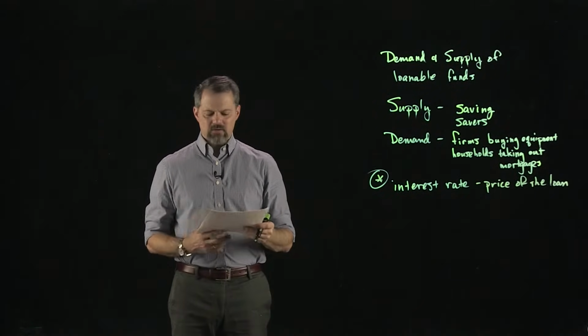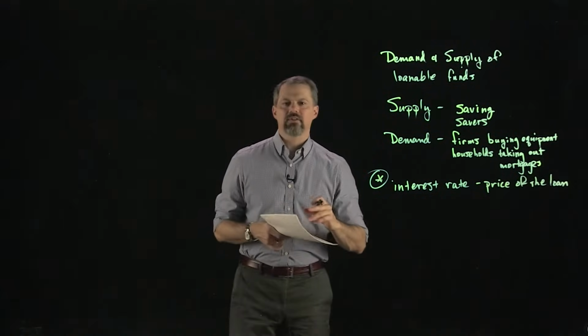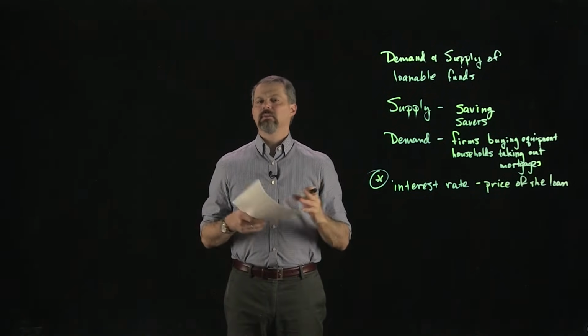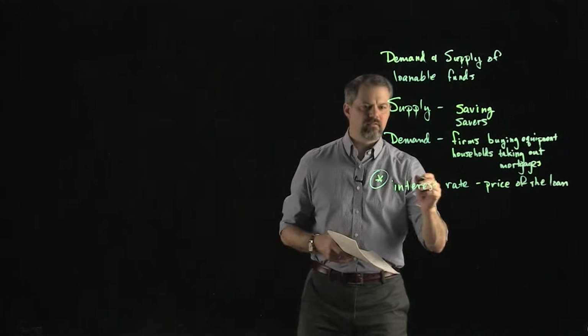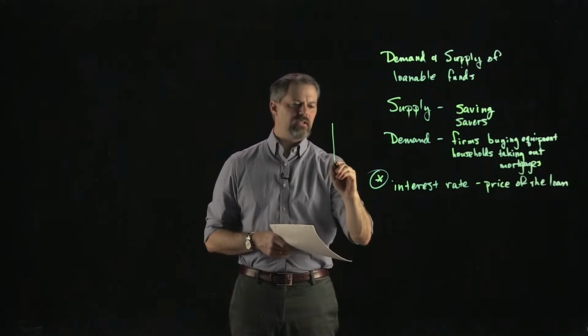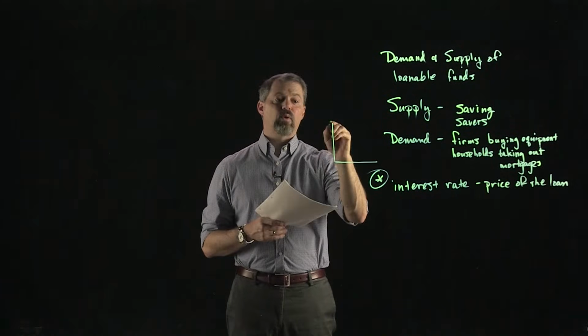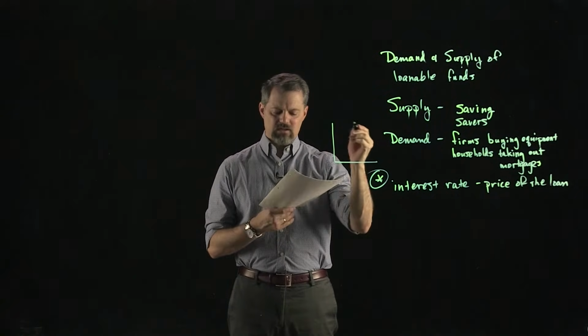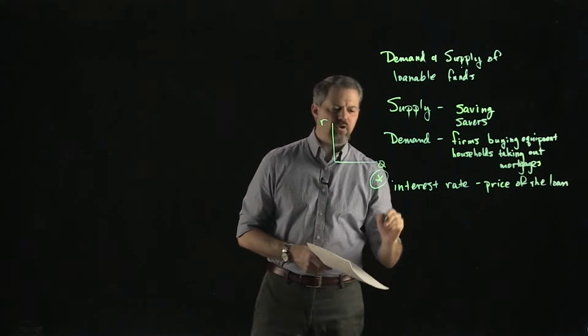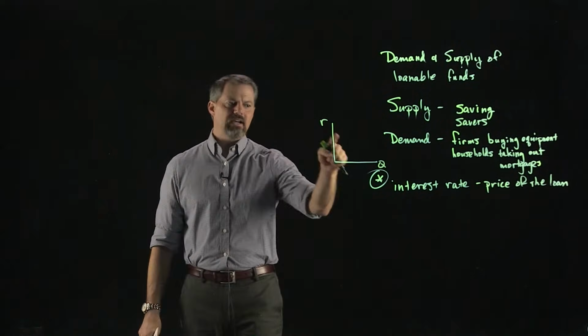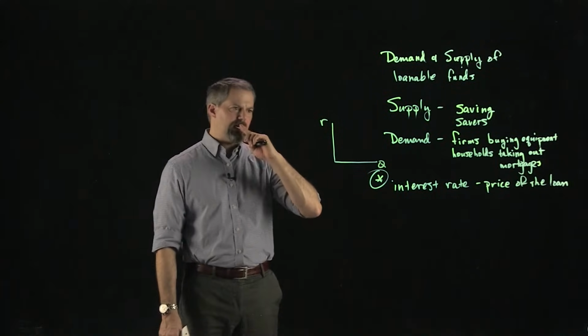So if we think about how the demand curve and how the supply curve look, it's going to be very intuitive. Let's start by thinking about the demand curve. Let's put a little demand curve right here. Let's put up here the price, which is the interest rate. I'll just call it R. And then we'll put down here the quantity of loanable funds. So we've got price and quantity just like we've always had.